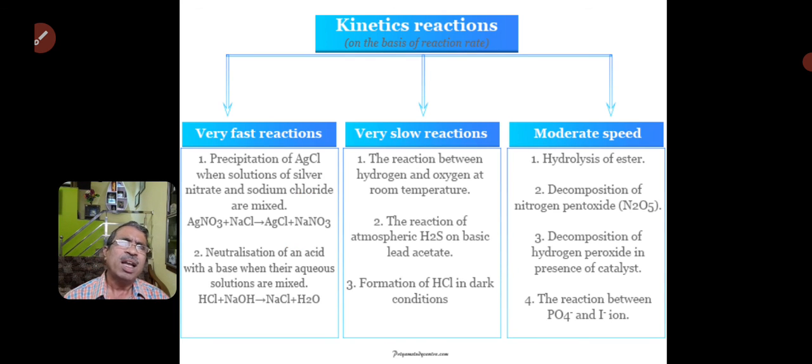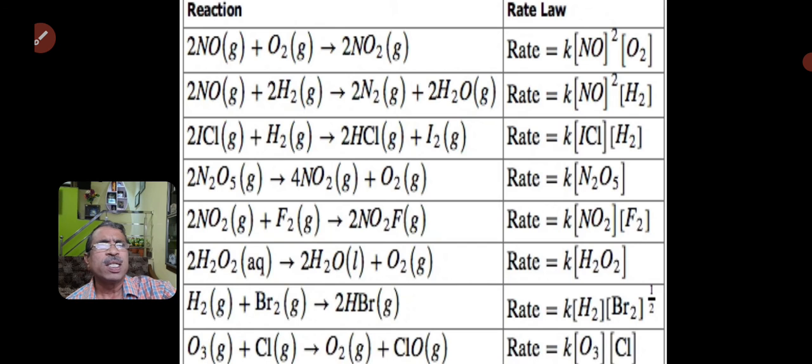Now coming to another slide which I have already explained, the kinetic reactions. They are called fast reactions, slow reactions and moderate speed reactions, and chemical kinetics deals with moderate speed reactions. Here I have shown the various reactions and their rate law, how the rate of reaction can be explained. Students, you are going to study how this rate law can be explained in the Chemical Kinetics 2 topic. Okay, so this slide is more appropriate at that time.